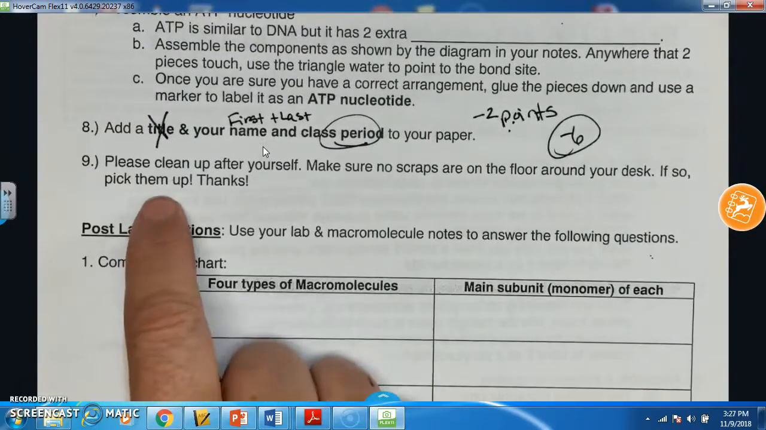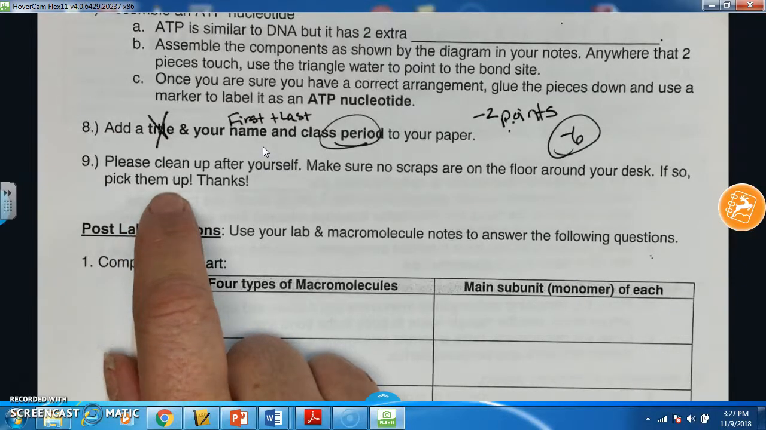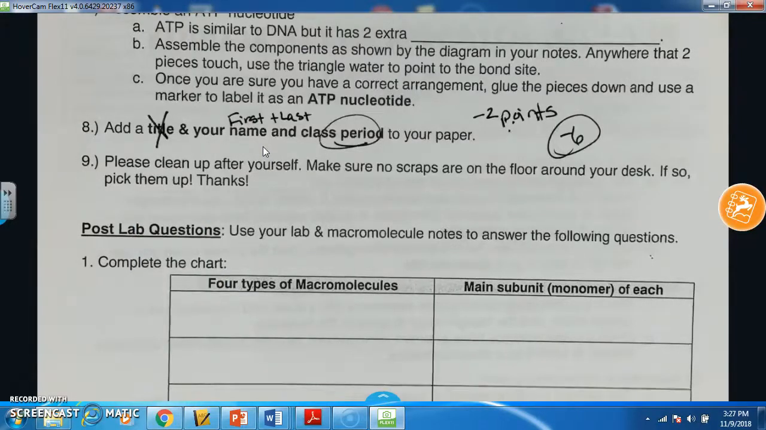Before leaving my classroom after your lab activity, please clean up after yourself and make sure no scraps are on the floor around your desk. If so, you'll need to pick them up.